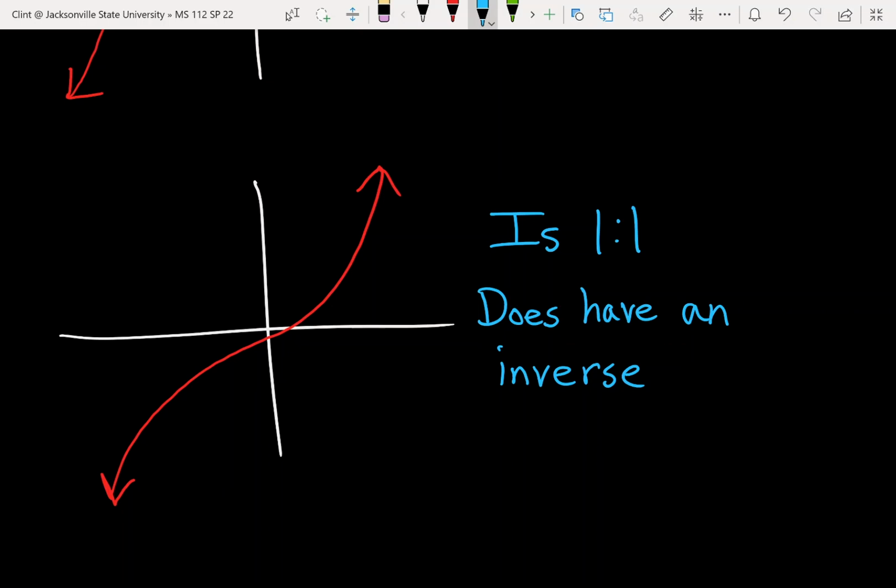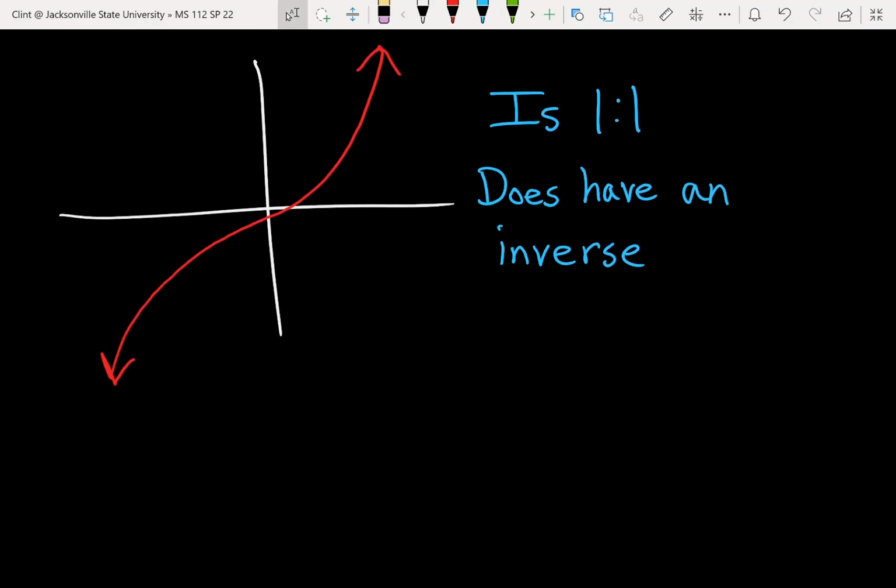Question on the horizontal line test? It's not too bad. The main thing now is you've got to remember which one's which. The vertical line test tests to see if it's a function. The horizontal line test tests to see if it has an inverse. But they work the same way, just one's vertical, one's horizontal.